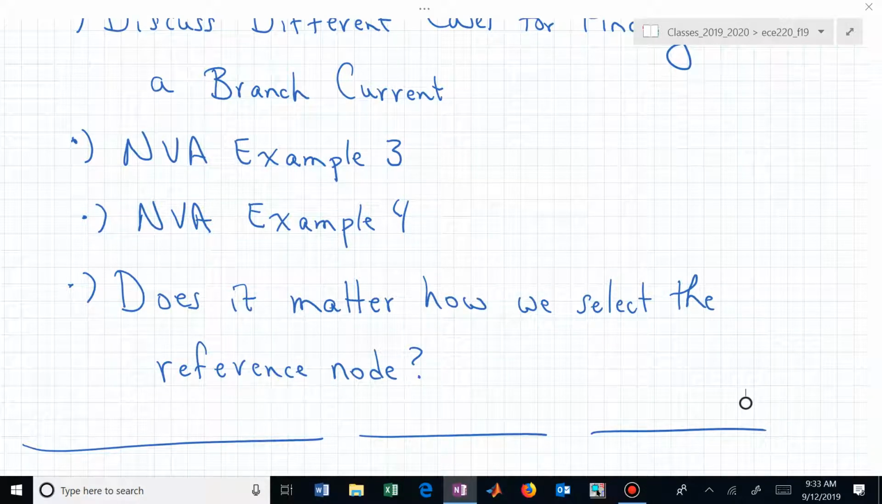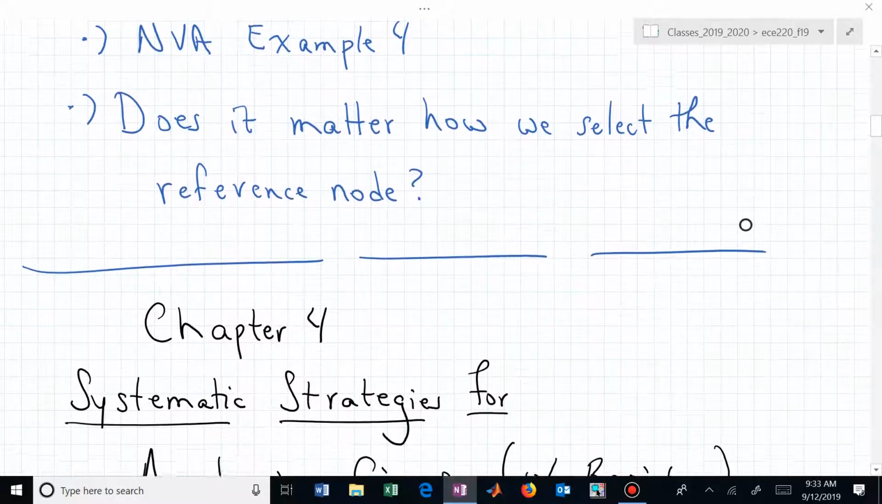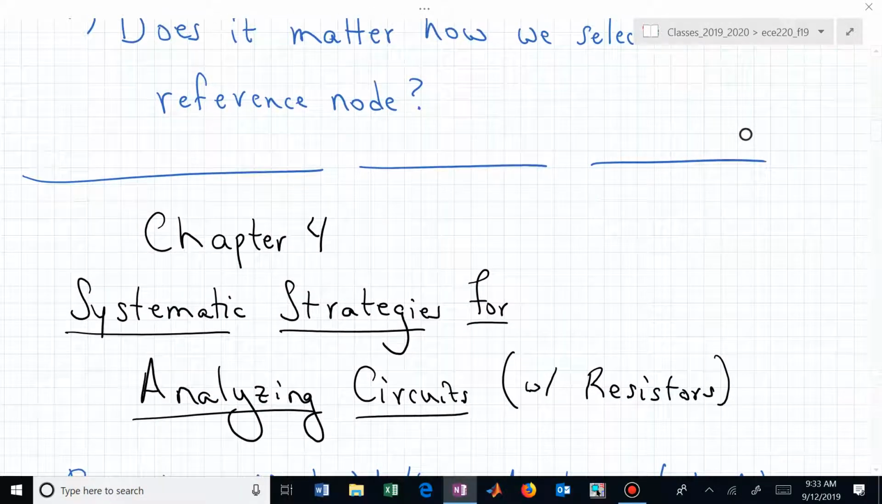Does it matter how we select that reference node? Obviously, my analysis would differ from your analysis, but the results should be consistent. I may get different voltages because I've labeled my circuit differently, but if we compared those results properly, we would be getting exactly the same analysis of the circuit. That will hopefully become clear as we go.